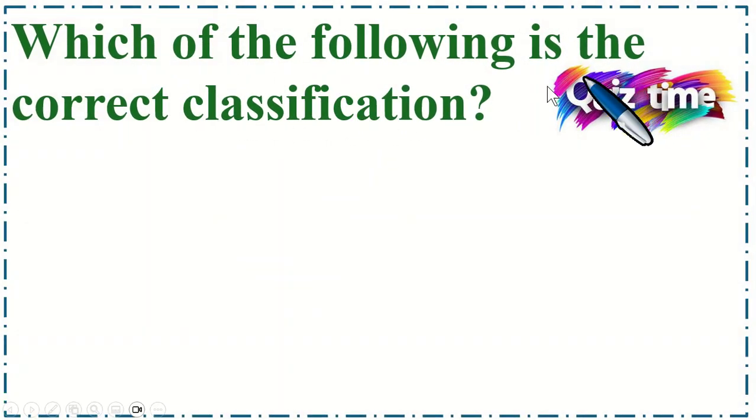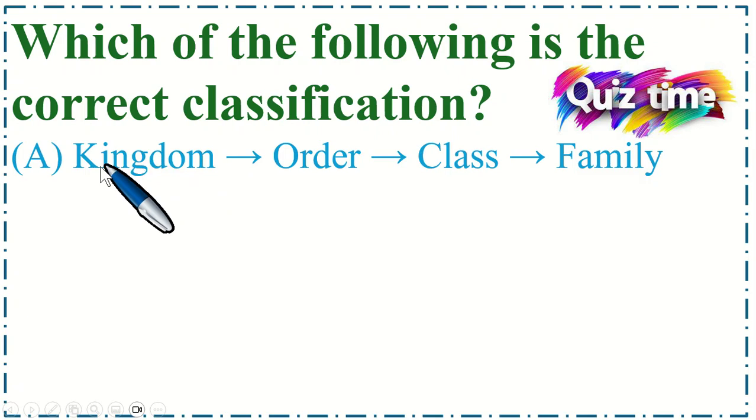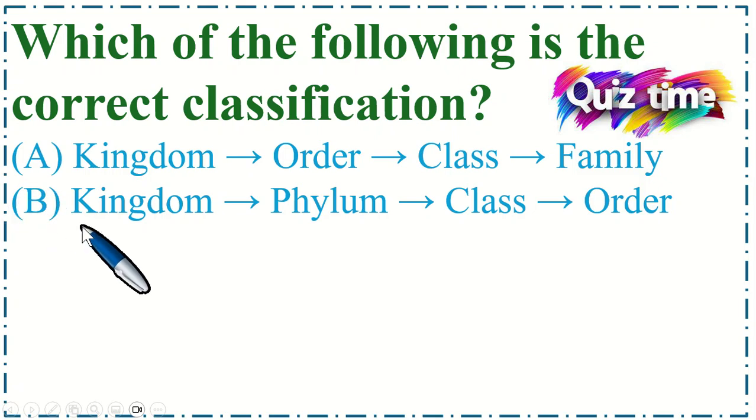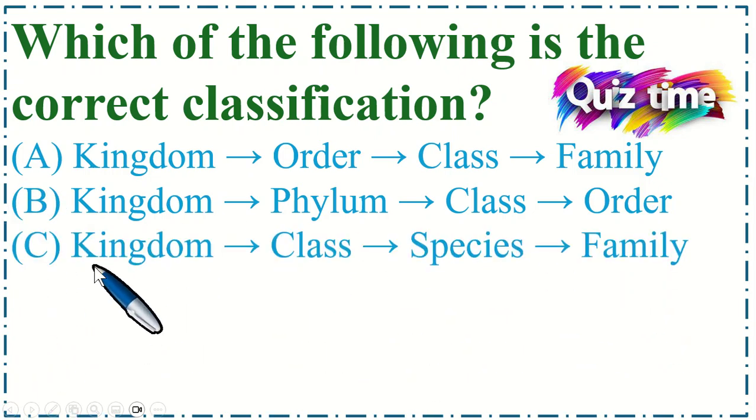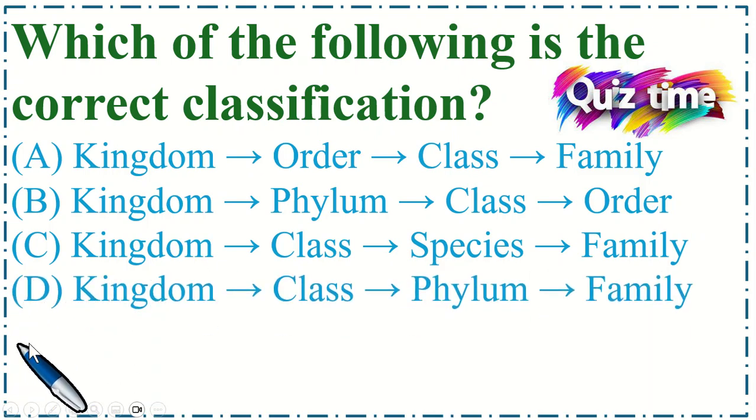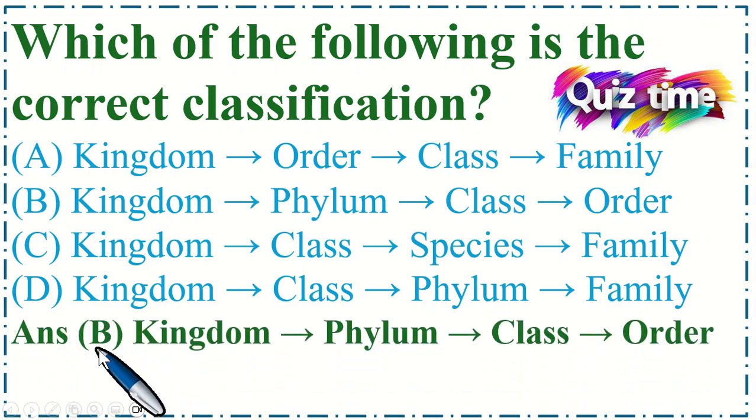Which of the following is the correct classification? Option A kingdom, order, class, family. Option B kingdom, phylum, class, order. Option C kingdom, class, species, family. Option D kingdom, class, phylum, family. Correct option is B kingdom, phylum, class, order.